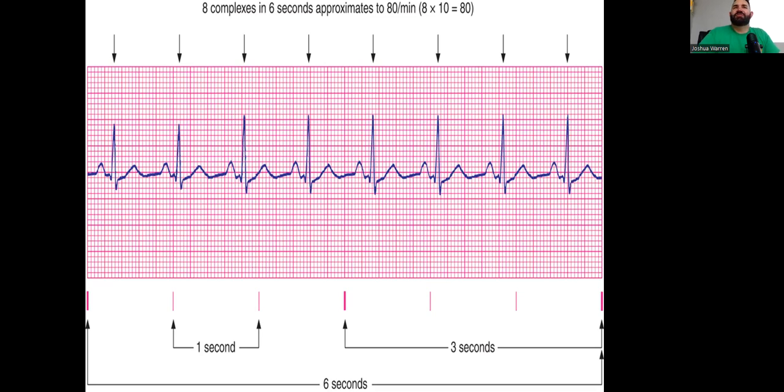Are y'all mathematicians? So how many complexes are there? Times 10. Let's do it. There's 1, 2, 3, 4, 5, 6, 7, 8 times 10. That's a heart rate of 80. Hard? No.